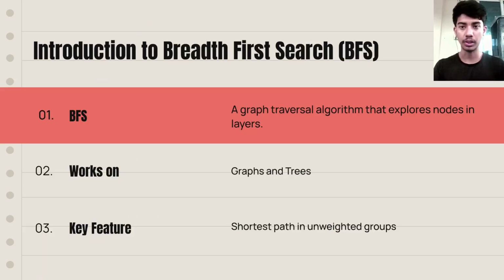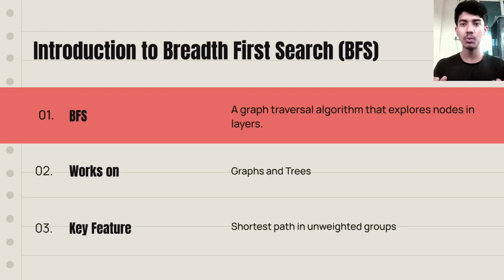BFS, breadth first search, is a graph traversal algorithm. As we have seen from the previous slide, it's an algorithm designed to explore layer by layer, checking every nearby path before diving deeper and guiding you straight to the shortest possible route.